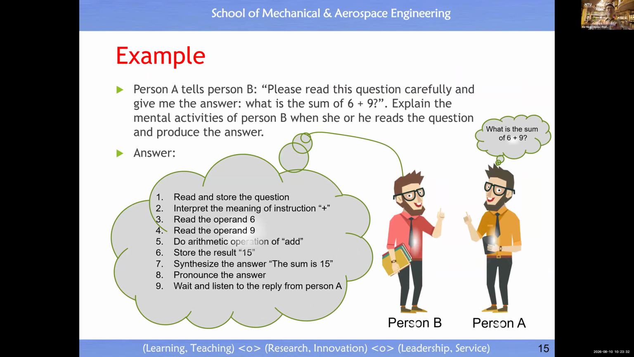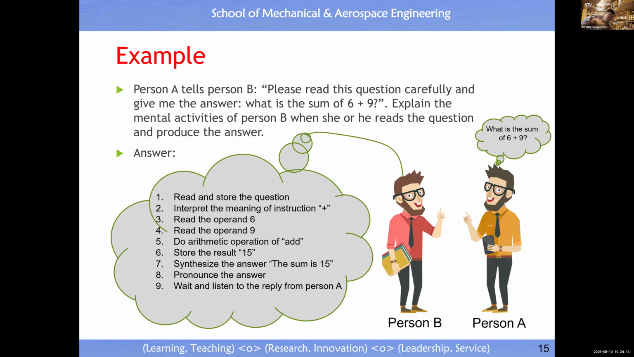So now look at this conversation, right? If a person asks another person about this simple calculation, 6 plus 9 is equal to what, right? Then pay attention to the mental activity inside person B. So at least you know person B must understand number 6, understand number 9, understand addition, and is capable of undertaking the addition of 6 plus 9. And it will generate the value, data 15. Then synthesize the answer.